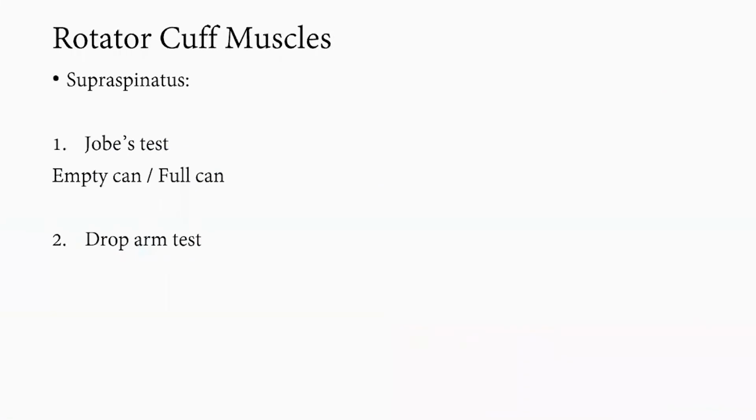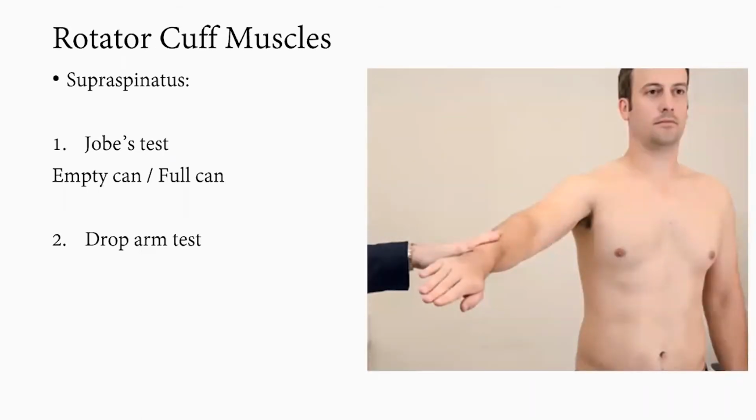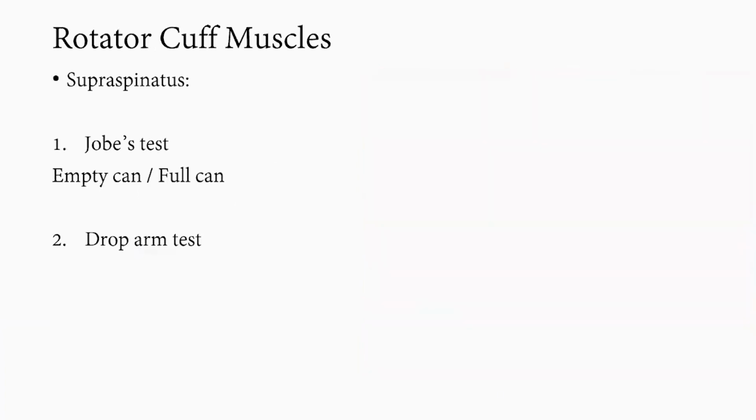What about rotator cuff muscle testing? When we deal with the rotator cuff muscles, we'll talk about two things: each muscle has a strength test and a lag sign. Starting with the supraspinatus, we start with the Jobe test, or empty can test, with the shoulder abducted to 90 degrees with the thumb pointing to the floor. This is the position where the supraspinatus muscle-tendon unit is parallel to the floor.